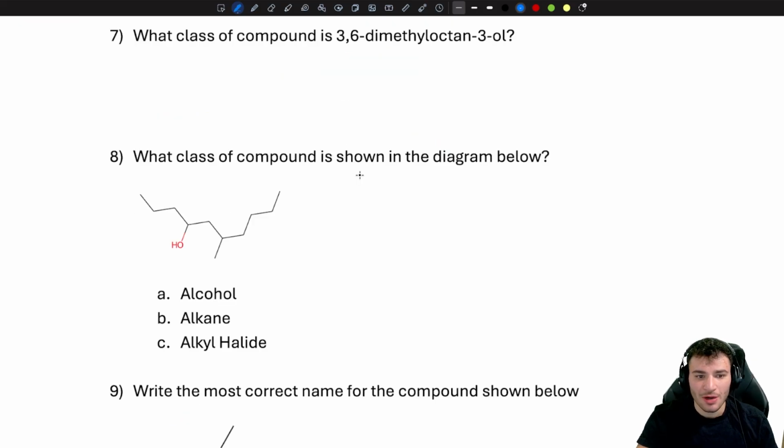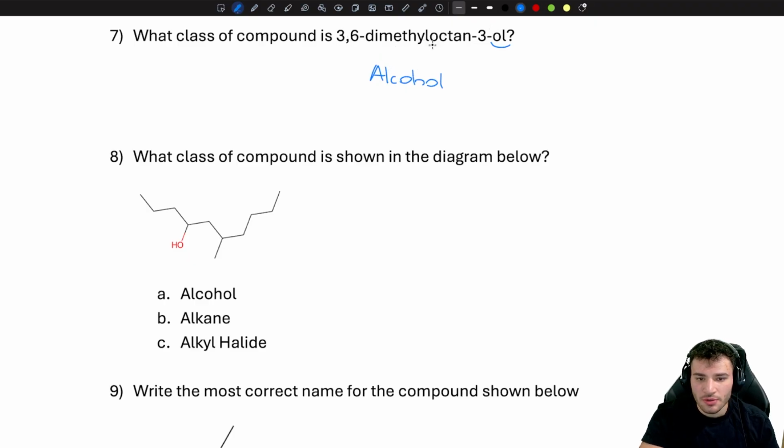In number 7, what class of compound is 3,6-dimethyl octan-3-ol? It looks like a really complicated problem, but realize once you see this "ol," you can right away determine that it's an alcohol. The rest doesn't matter, it's carbons.